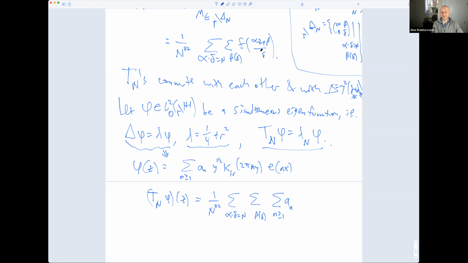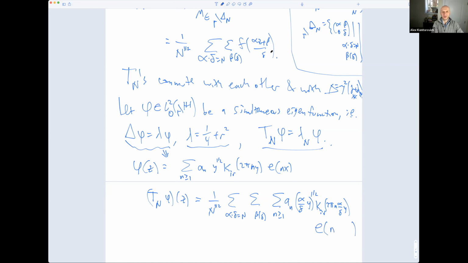So if the imaginary part of z is y, what's the imaginary part of alpha z plus beta over delta? Alpha over delta y? Yeah, right? This is real, and the only difference is that I'm going to replace y by alpha over delta y: y to the 1/2, K_{iR} of 2 pi n alpha over delta y, e to the 2 pi i n times the real part.